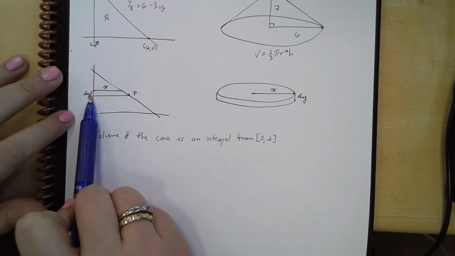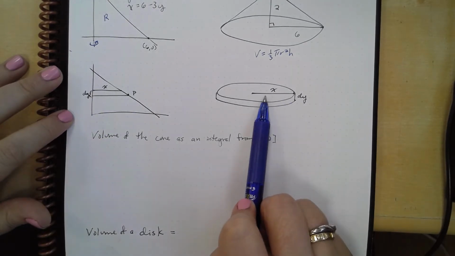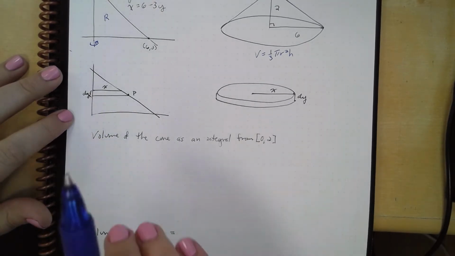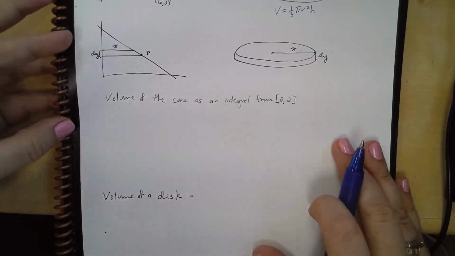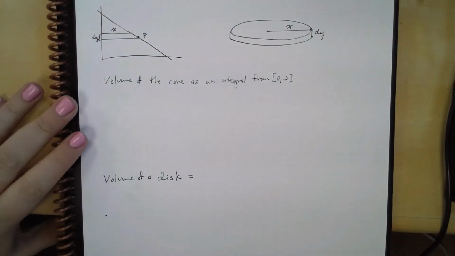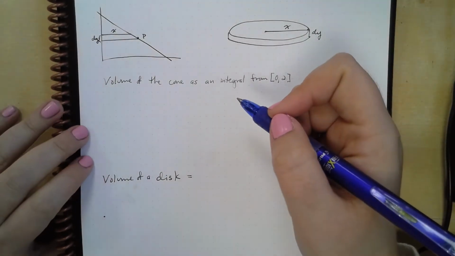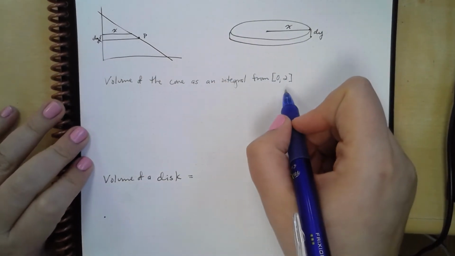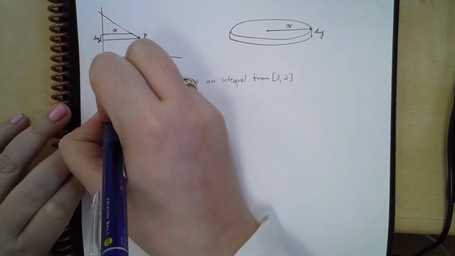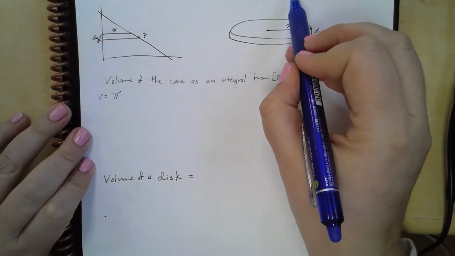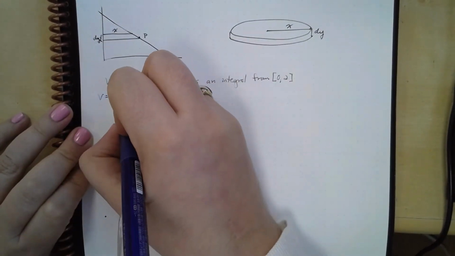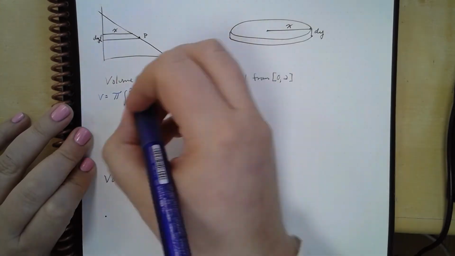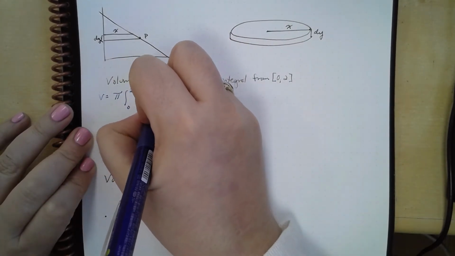We're taking that with respect to y. So you can see that here we've got x and dy. So we can actually find this volume. We can actually write down what this is going to be. So the volume of the cone from 0 to 2 is going to be equal to pi, right? Because of course it still involves pi, times the integral from 0 to 2 of x squared, our radius squared, dx, okay?